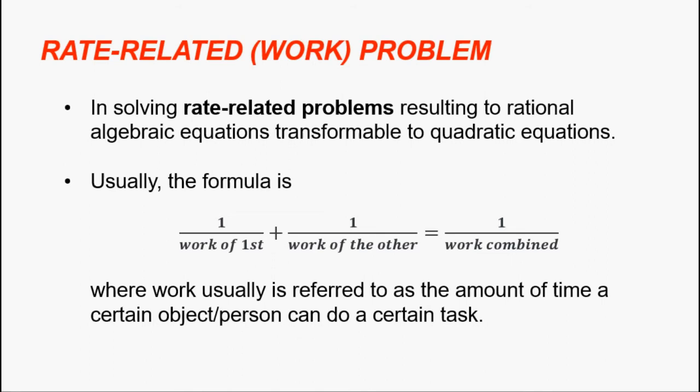Sumunod naman ay ang rate-related or work problem. Ito yung mga problem na kung saan tatanungin ka kung ilang oras matatapos ang isang work kapag nagtulungan ang dalawa o higit pang tao or object. At ito ang formula na ginagamit. 1 over work of the first plus 1 over the work of the other is equal to 1 over the work combined, where work usually is referred to as the amount of time a certain object or person can do a certain task.